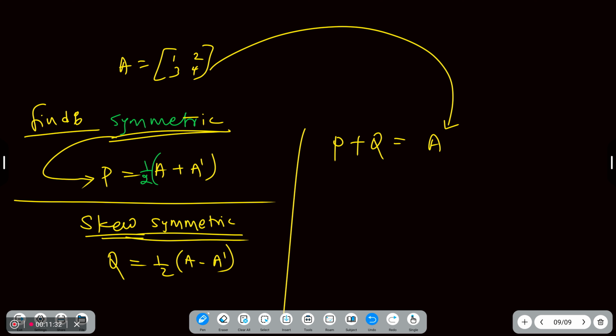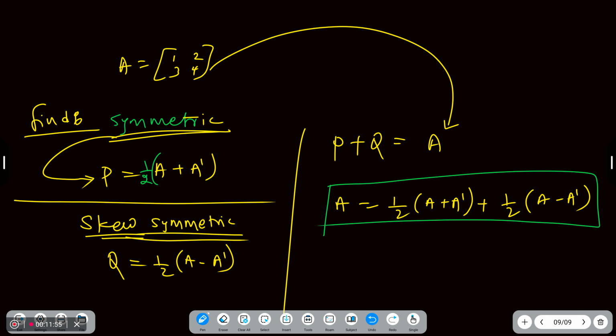Check whether the sum of a symmetric and a skew symmetric matrix is a given matrix. Also they will be asking this. Like that also they will be asking. At that time what you have to do? A is equal to half of A plus A dash, plus half of A minus A dash. This is one important formula. Also they will ask to check that the sum of a symmetric matrix and a skew symmetric matrix is a given matrix.